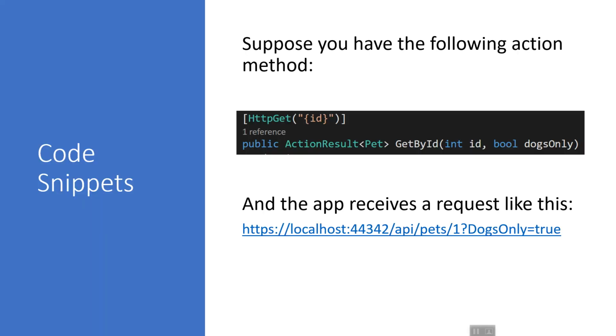Right, so now here is a code snippet from an action result type on the pet class, which is GetById. And here we have a URL which is like this: https://localhost:port number, my local port number, which will differ on your machine, /api/pets/1?dogsOnly=true. Given this action method and this request URL, a few things can be observed.